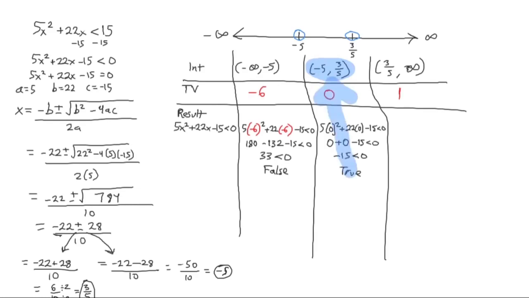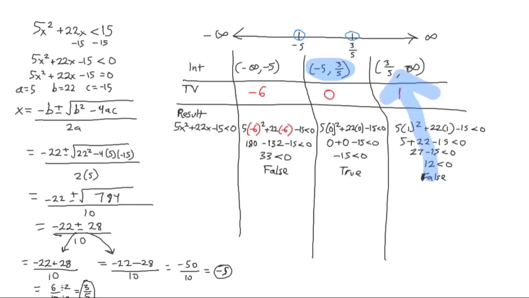But we still have to check the last one. We have 5 times 1 squared plus 22 times 1 minus 15. We just need to know if this is less than 0. This is going to be 27 minus 15. So we got a positive number. 12 is less than 0. And our result here is that this is a false statement. So because that's a false statement, then this interval isn't part of our answer. We're not going to do anything with it.